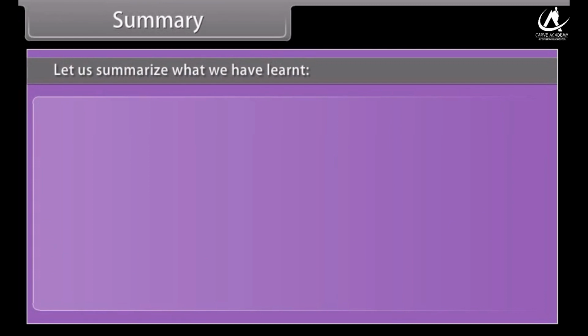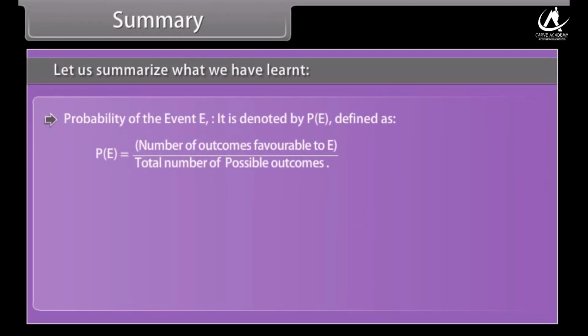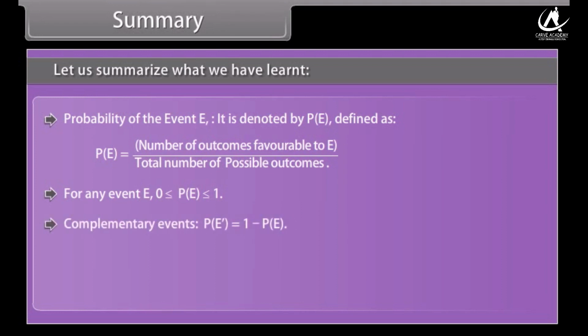Summary. Let us summarize what we have learned. Probability of the event E is denoted by P(E), defined as P(E) equals the number of outcomes favorable to E divided by the total number of possible outcomes. For any event E, 0 is less than or equal to P(E), which is less than or equal to 1. Complementary events: the probability of event not E is equal to 1 minus P(E).